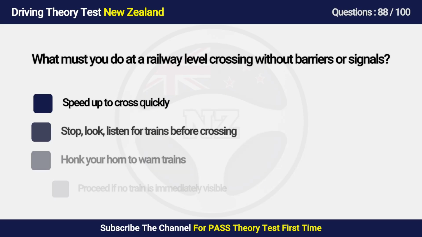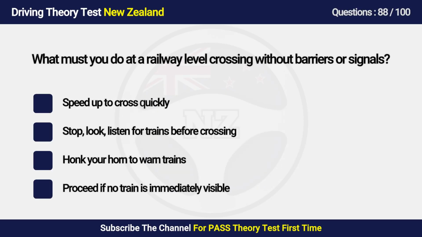Question 88. What must you do at a railway level crossing without barriers or signals? A. Speed up to cross quickly. B. Stop, look, listen for trains before crossing. C. Honk your horn to warn trains. D. Proceed if no train is immediately visible.